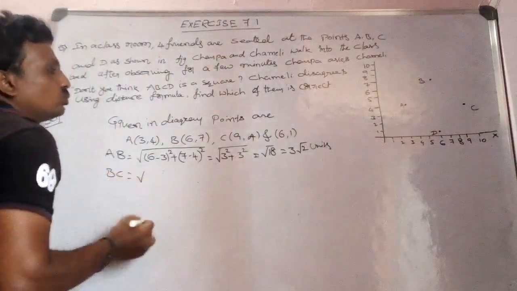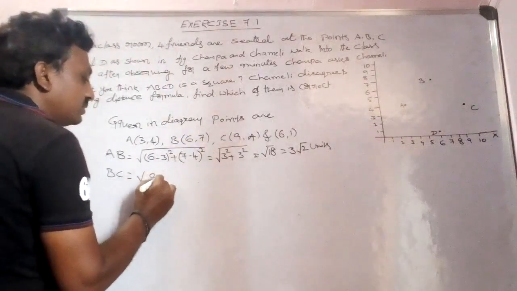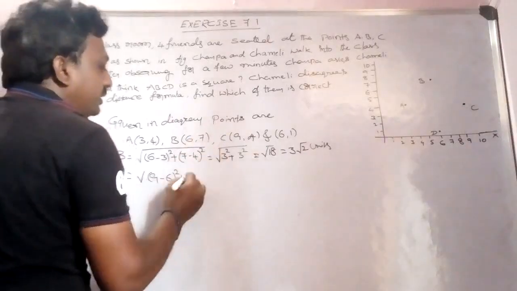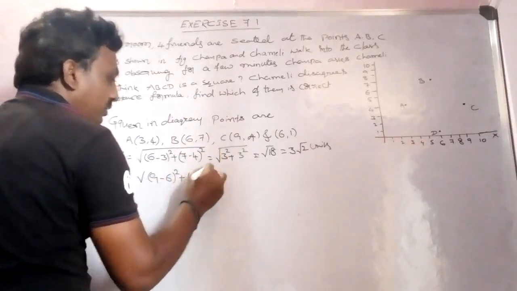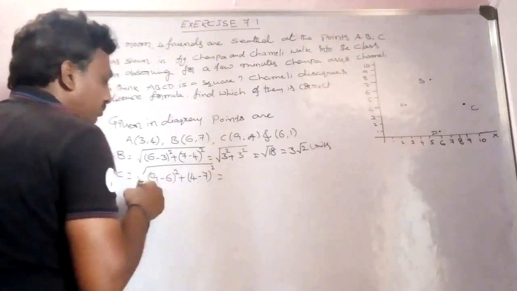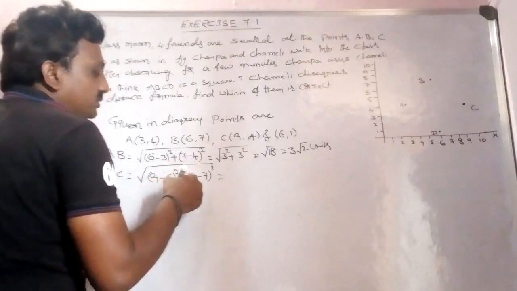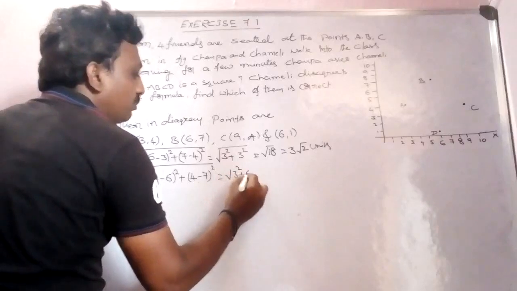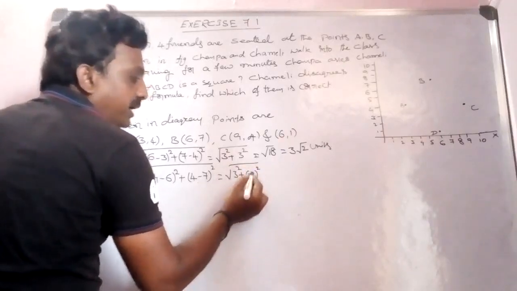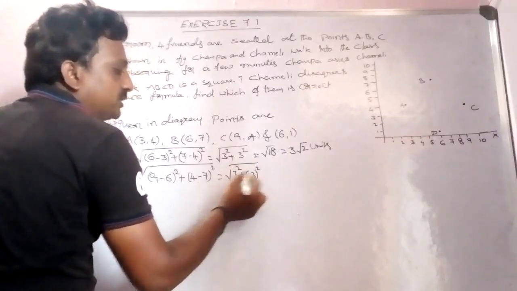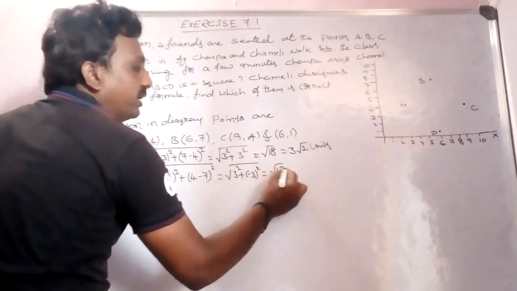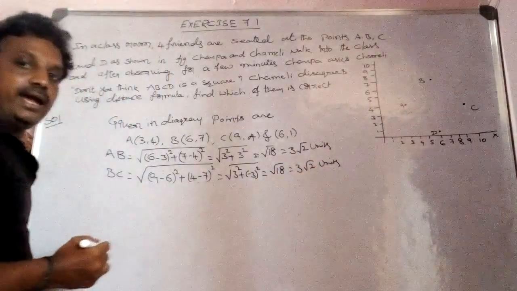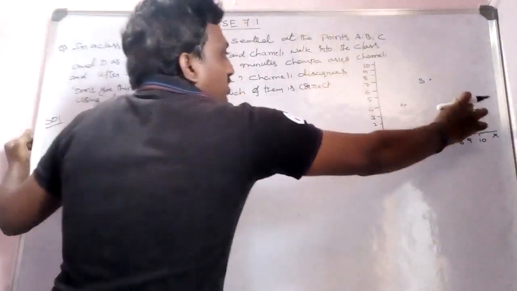BC equals square root of 9 minus 6 whole square plus 4 minus 7 whole square. This is also the same. 9 minus 6 is 3 square plus 4 minus 7 is minus 3 whole square. Minus 3 whole square is also positive. 9 plus 9, 18. Square root 18. This is also 3 root 2 units. BC finished. Now CD.